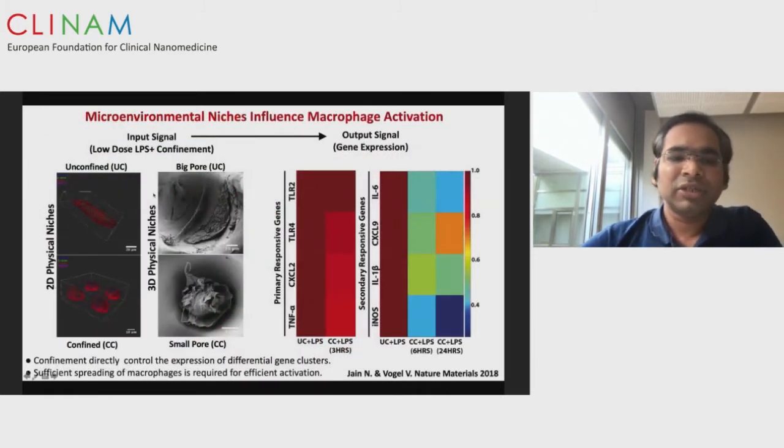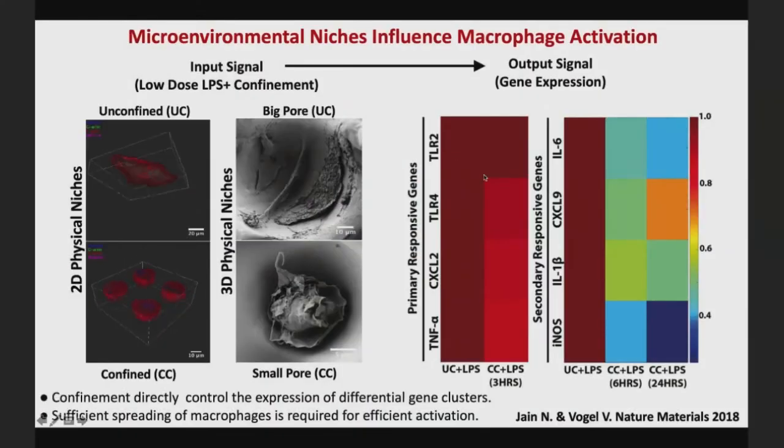Surprisingly, if you take these 2-dimensional or 3-dimensional niches, culture cells and activate them with very low doses of LPS, which differentiates macrophages towards pro-inflammation, we found that there are 2 different clusters of genes. The first cluster, which we define as primary responsive genes, important for initiating the process of inflammation, were largely similar between unconfined and confined cells. However, the secondary responsive genes, which include interleukins, chemokines, and iNOS, were severely downregulated in confined cells as compared to unconfined cells.